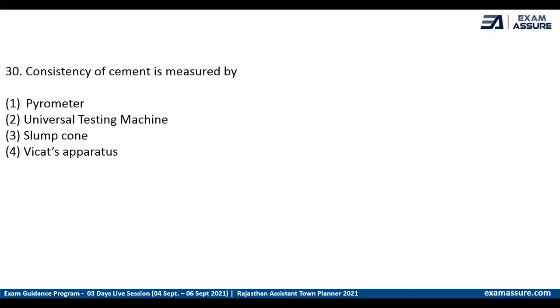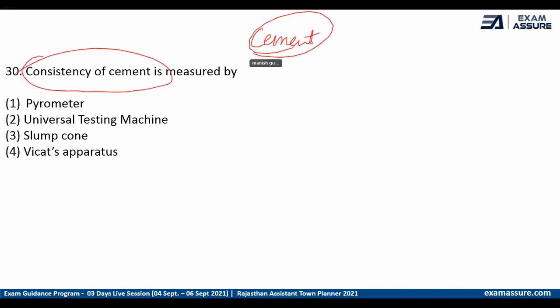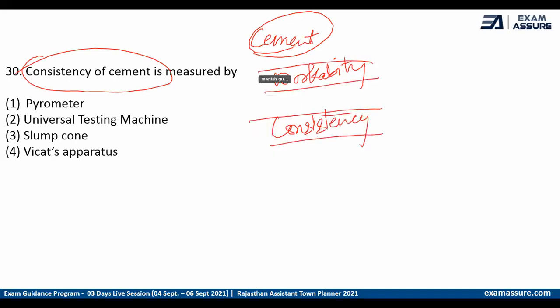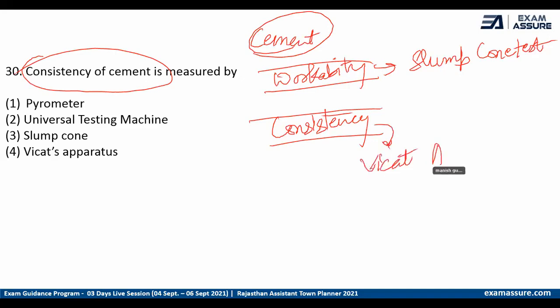The consistency of a cement is measured by... In cement there are two major concepts: workability and consistency. If the question has come from consistency, next time the question will come from workability. Workability is measured by the slump cone test, while consistency is measured by the Vicat apparatus. It is a standard question.